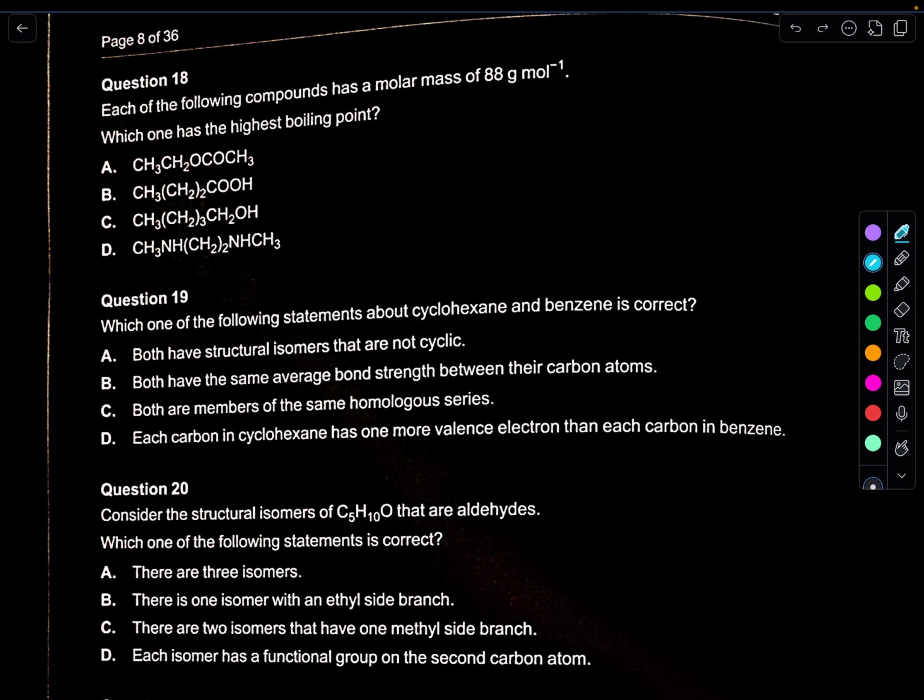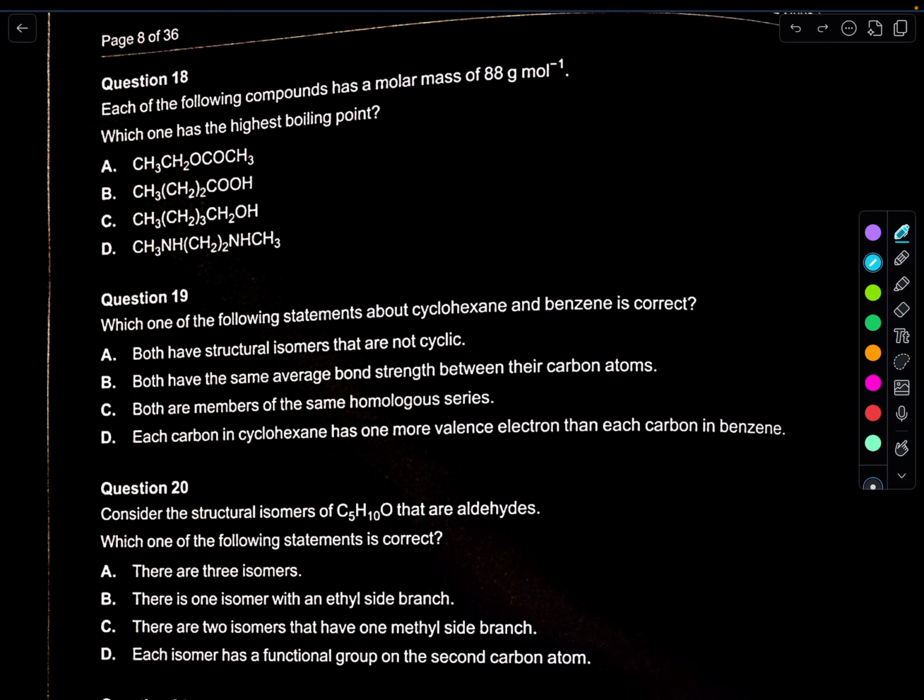Now, to find the boiling points or physical states like melting points, we need to look at the intermolecular forces. So let's look at the first one. What are the intermolecular forces, excluding dispersion forces, because they'll all have the same dispersion forces?